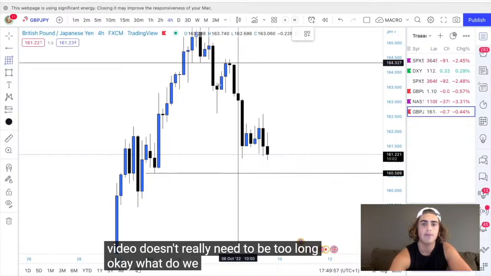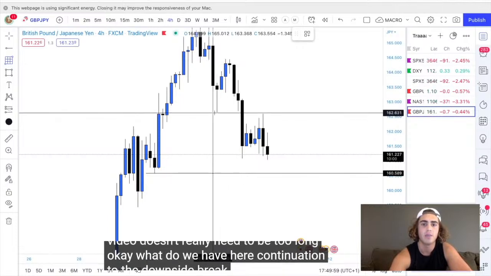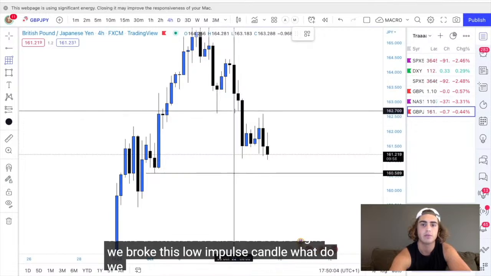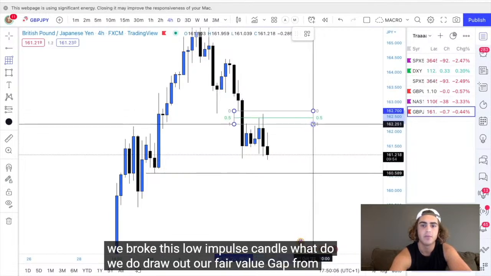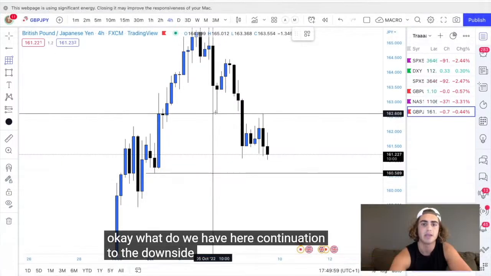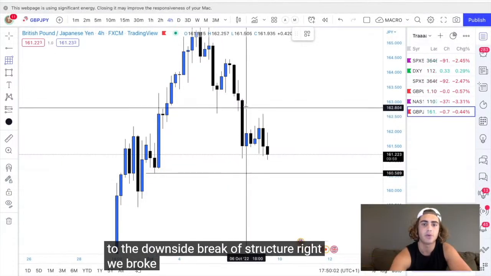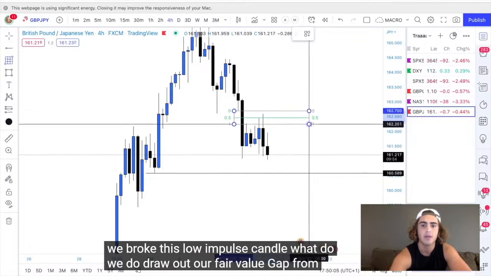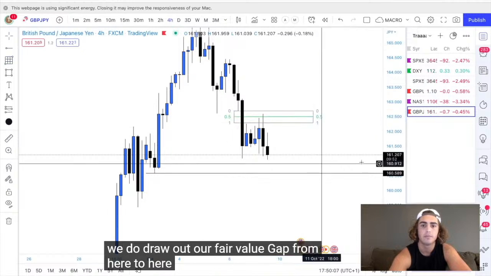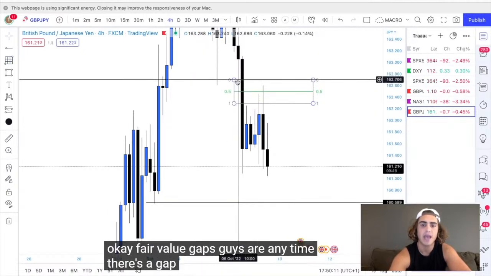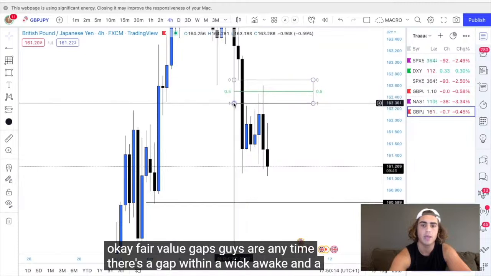Okay. What do we have here? Continuation to the downside. Break of structure, right? We broke this low, impulse candle. What do we do? Draw out our fair value gap from here to here. Okay, fair value gaps, guys, are anytime there's a gap within a wick and a wick.